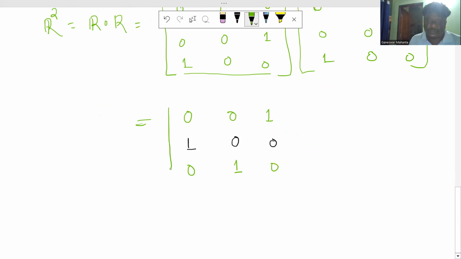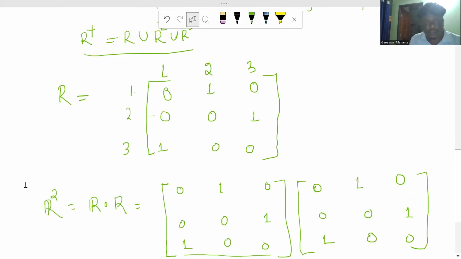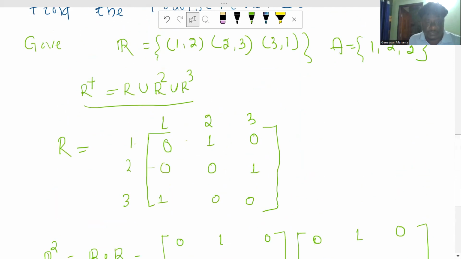So we evaluated R square here. But our objective is, what happens for transitive closure? For transitive closure, I need R plus, that is defined here. R we already found, R square you evaluated. Again we need to evaluate R cube. After that they combine together to produce R plus.